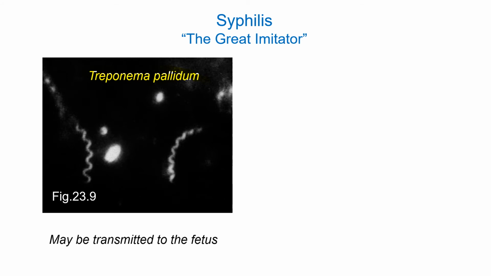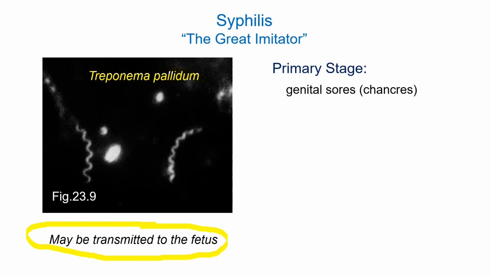So here's the main thing I want you to know about it, besides the fact that it is a corkscrew-shaped organism, is that it can be transmitted to the fetus. So this is during pregnancy, not during childbirth. So this can be actually quite serious to the unborn fetus. Some other things to know about it is that the symptoms actually change. This is why it's called the great imitator. The symptoms change and they look like other diseases as it progresses.